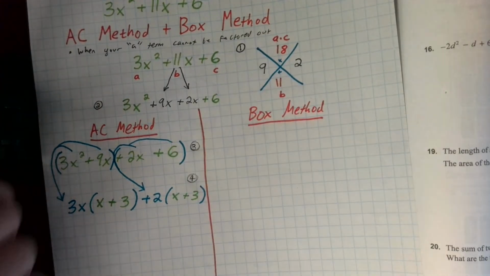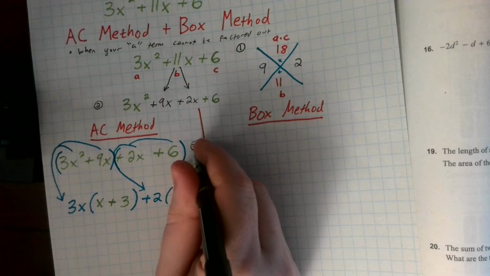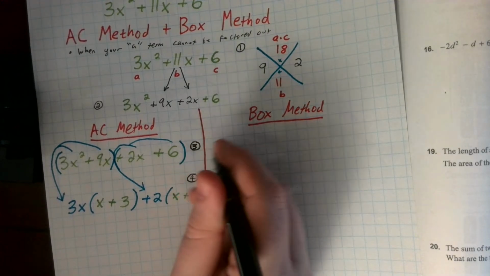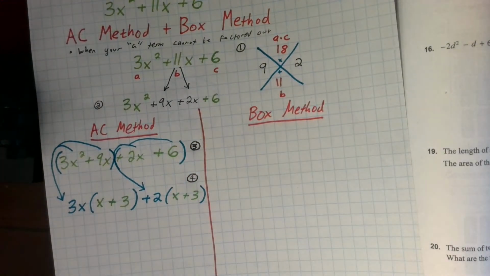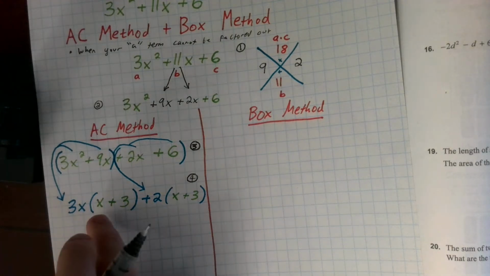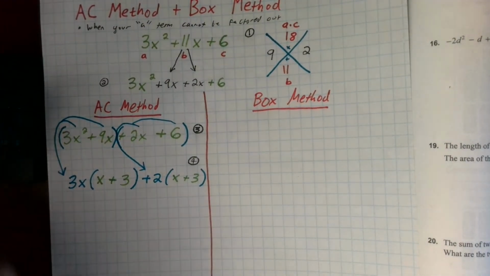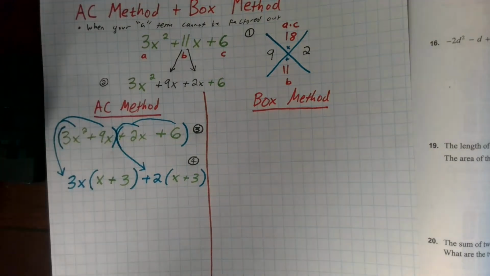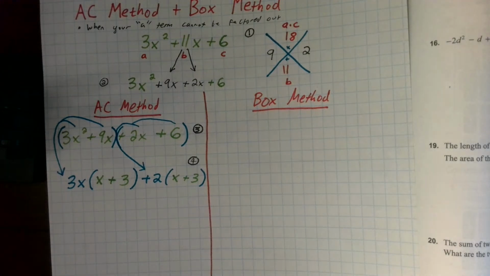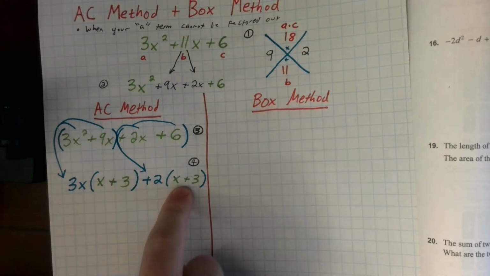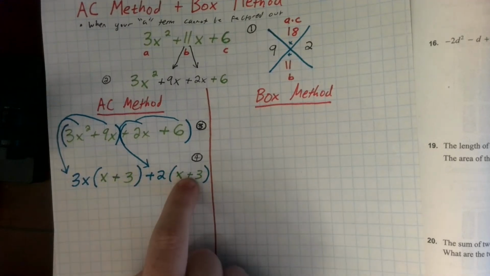And we might notice something strange that happens after you factor out. What's interesting or notable about our answer here? Notice that our parentheses are the exact same. This is super important. This is what I meant when I said there is a built-in check. If you are doing the AC method, you can guarantee that you're doing it correctly if your parentheses match. If they match, you did it correctly.